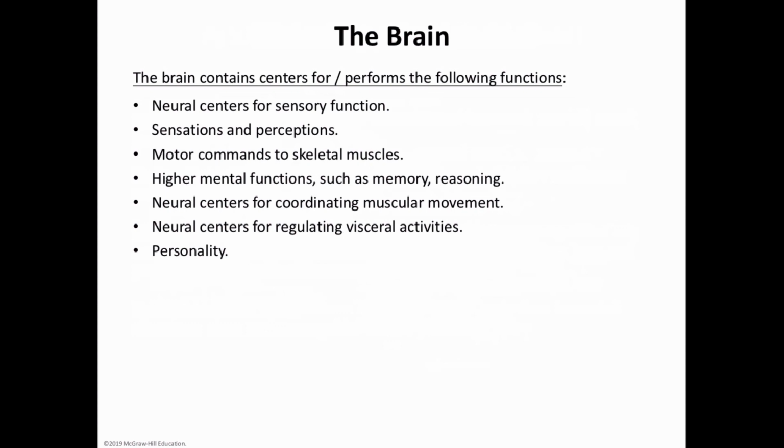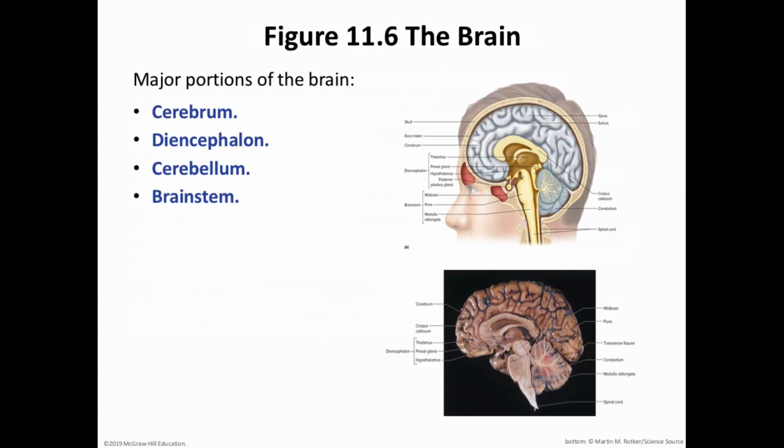The neural centers for coordinating muscle movement, neural centers for regulating visceral activities, as well as overseeing the function of the entire body. And even, of course, our personality. It's all there in the brain. So major portions of the brain are as follows: the cerebrum, the diencephalon, the cerebellum, and brain stem.